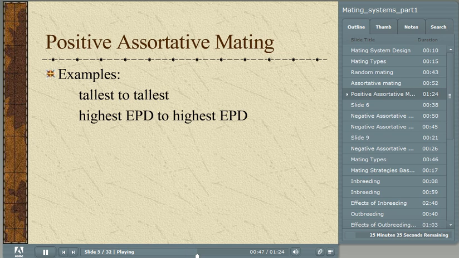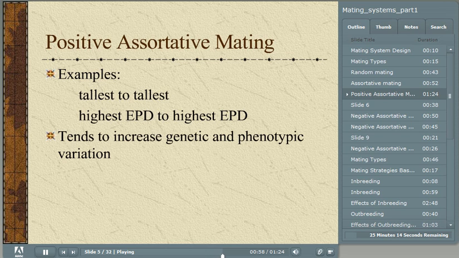What you're really trying to do is find or produce the outliers, essentially animals that are very extreme, using this mating system. And what this tends to do is increase your genetic and phenotypic variation in the population. I use the term that this type of system is used by those trying to hit a home run and find that one very extreme individual for the trait they are interested in improving. From a genetic improvement standpoint, that might be a good idea, but from a commercial standpoint, where you're trying to produce a very uniform group of progeny to sell, that may not be the best approach.